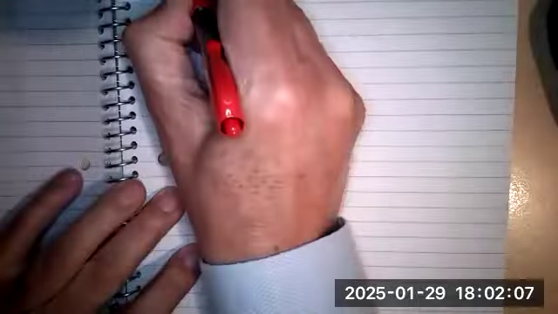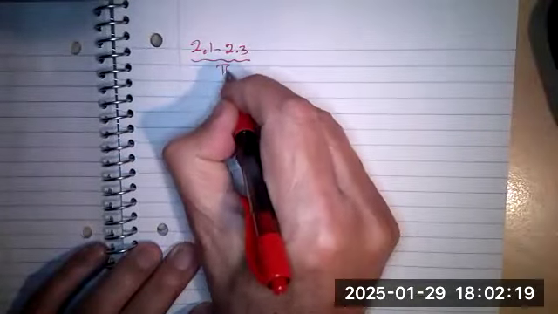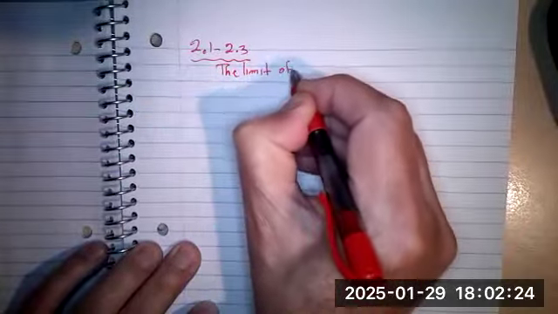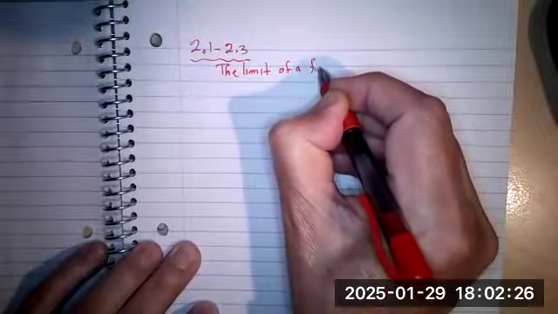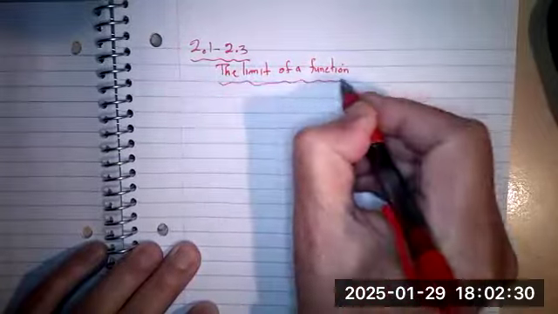We go with history first. So this would be section 2.1. Eventually, we may be able to do up to 2.3 tonight. This is going to be the limit of a function. We're going to estimate the value of the given function.